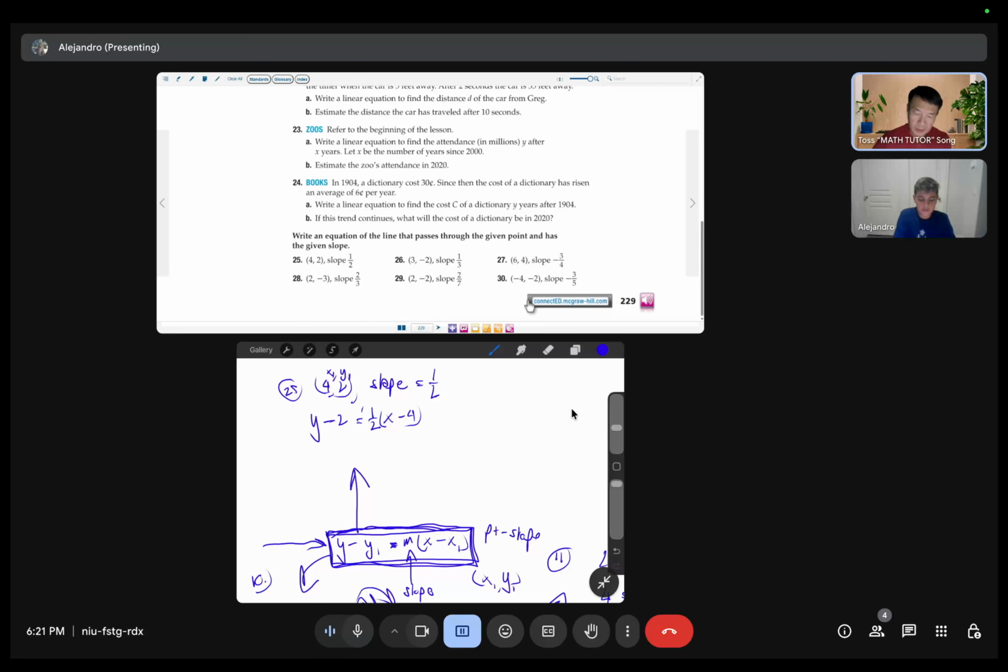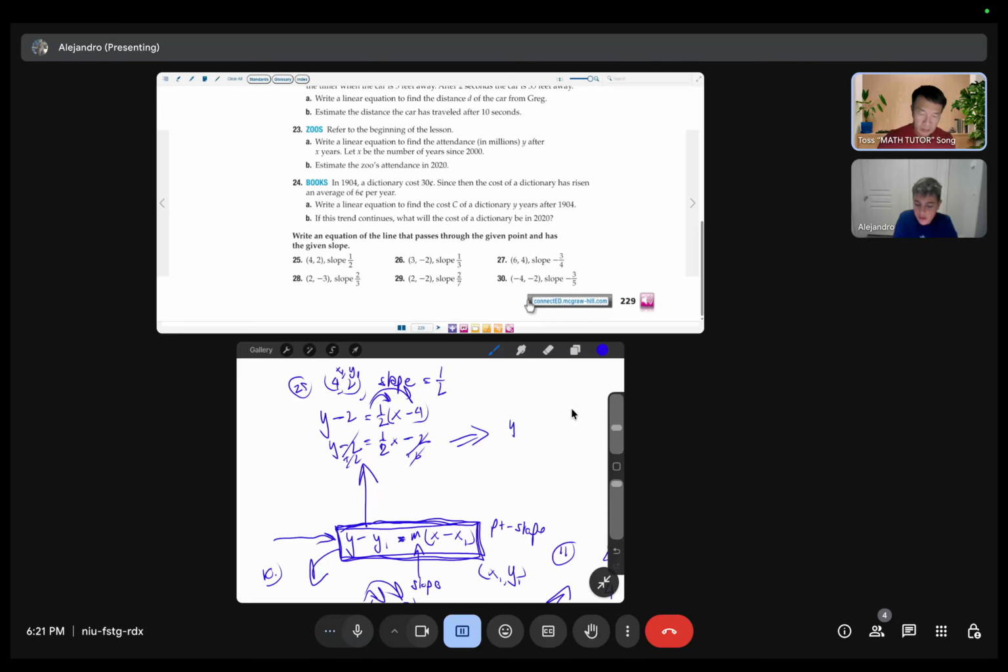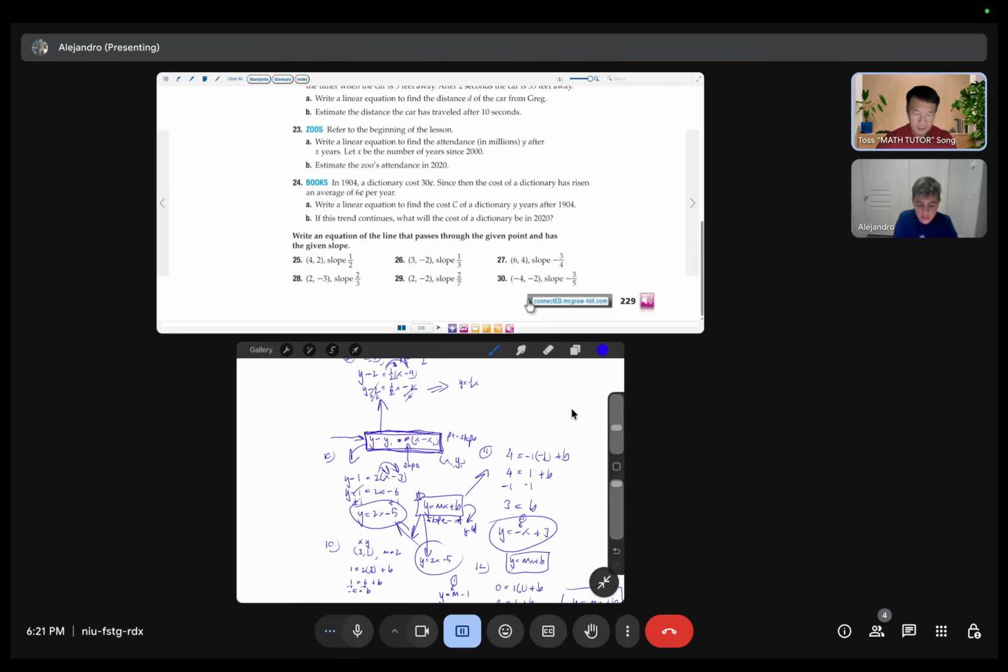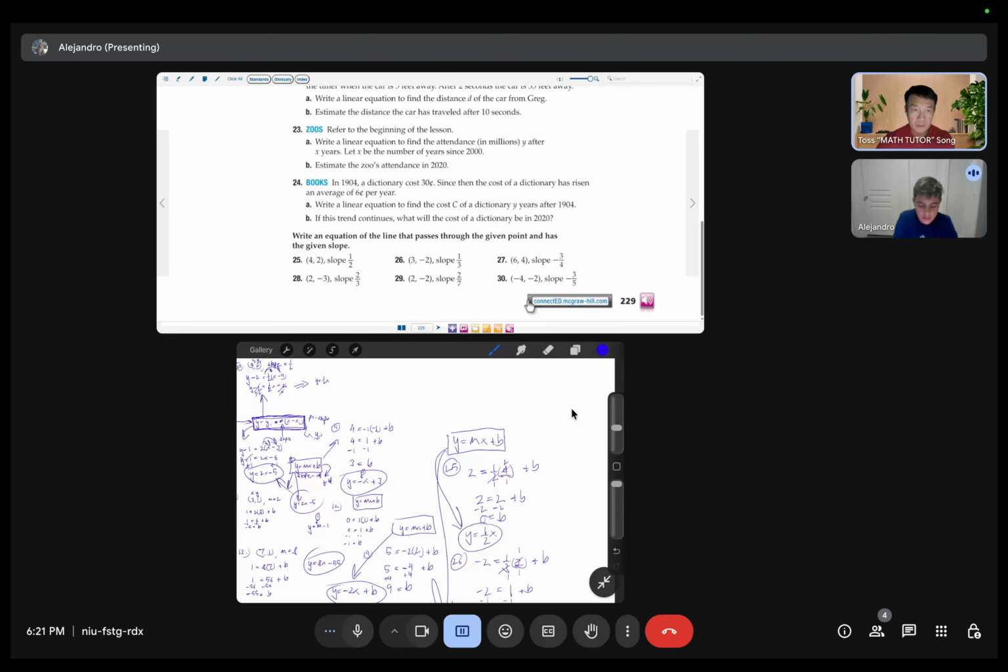If I continue and distribute, it'll be 1/2 x, minus 1/2 times 4, which is minus 2. And you're left with y minus 2. Is that okay? Then you add 2 to both sides. They cancel. Therefore, you're left with just y equals 1/2 x. Same answer as for number 25. Do you see that?